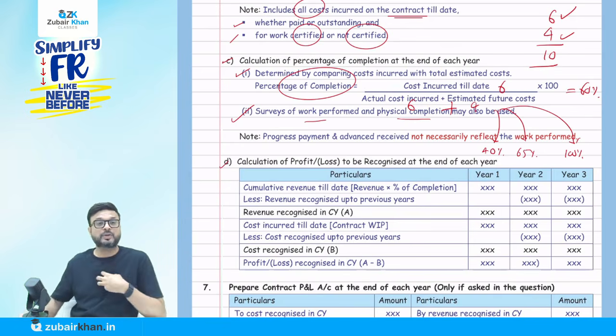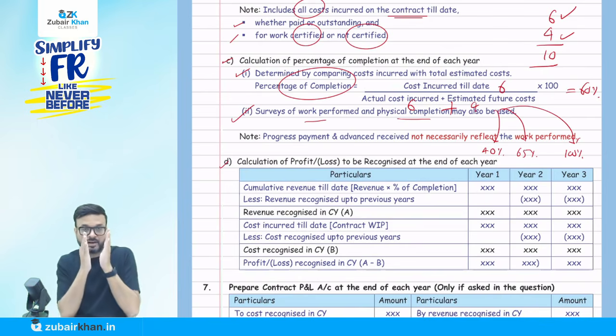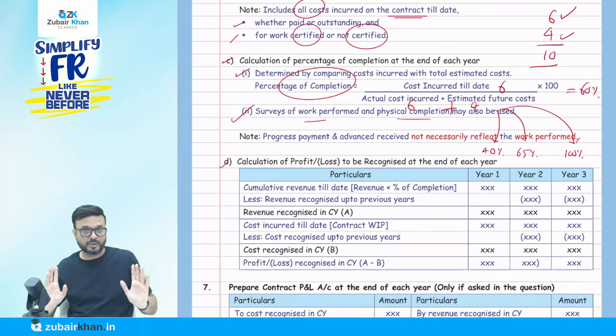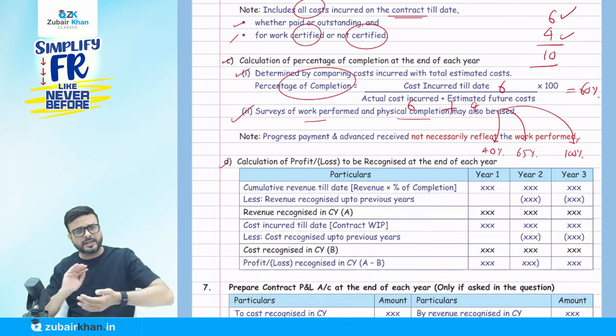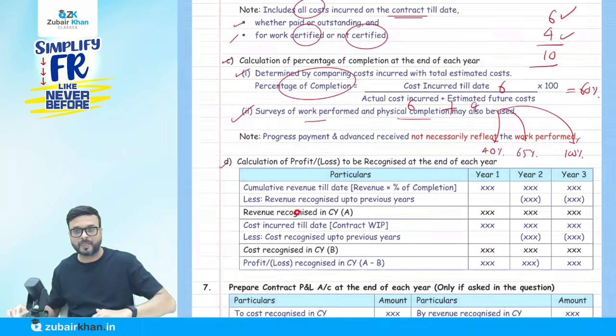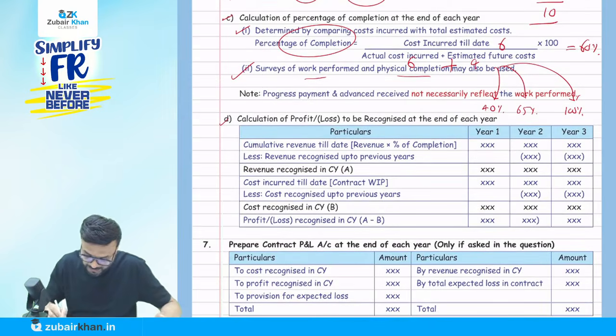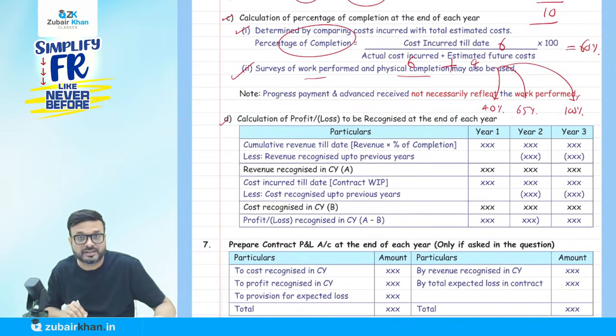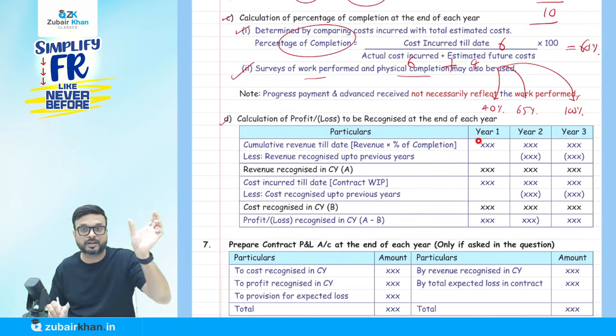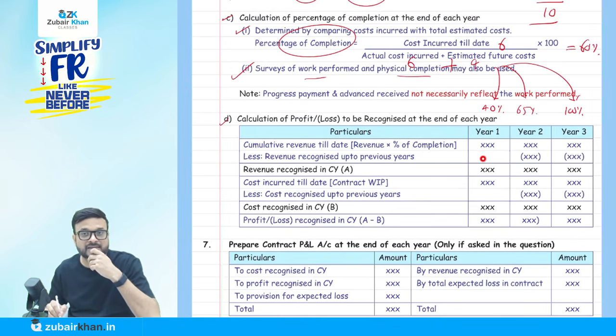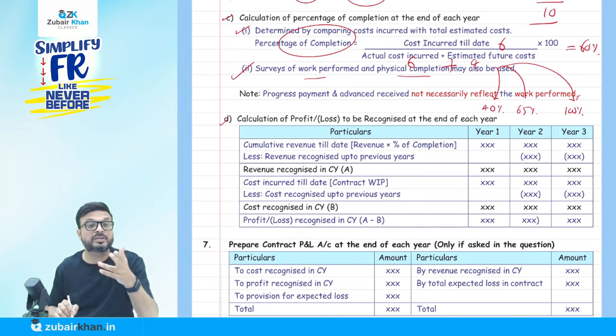But when we talk about the recognition of revenue, we have to recognize the revenue specifically for that one particular year. So this table will help you. Always prepare this table and you will easily find the answers. Now understand this point. Year one: cumulative revenue till date means we just have to multiply the total expected revenue by the percentage of completion, in my case 40%. As this is the first year, there is no need to deduct revenue previously recognized, because there is none.